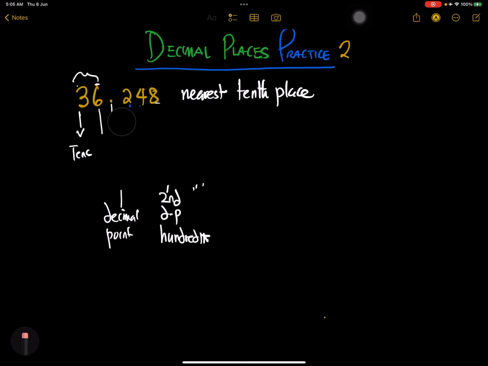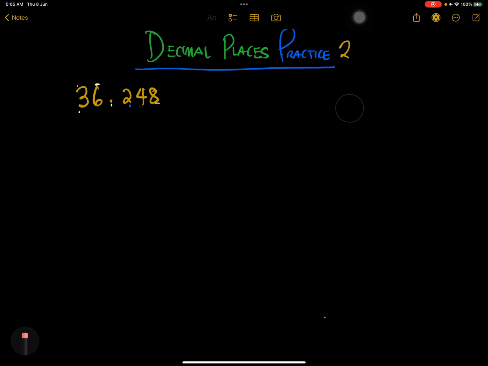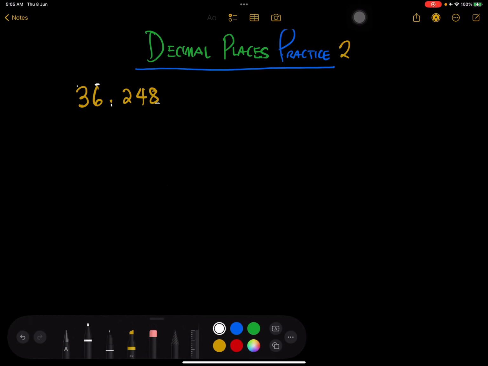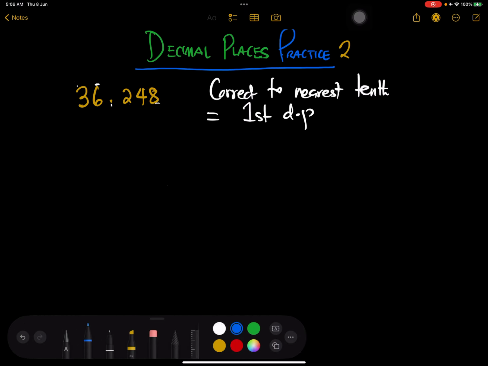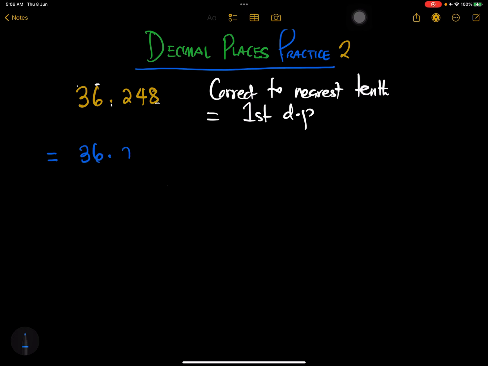So we're going to start again. We are being asked to correct this to the nearest tenth, and we're saying that that is the same as the first decimal place. So we have 36.248, and we know that this is the first decimal place, or the nearest tenth place.